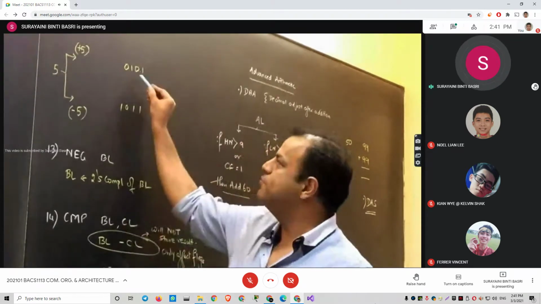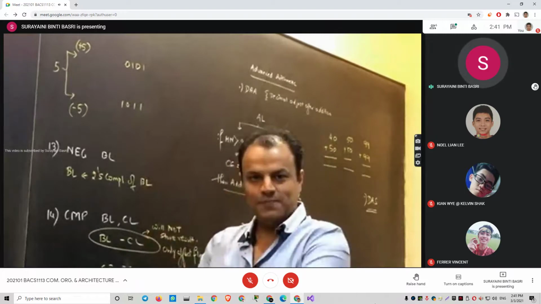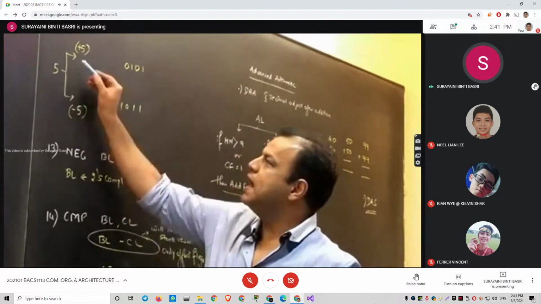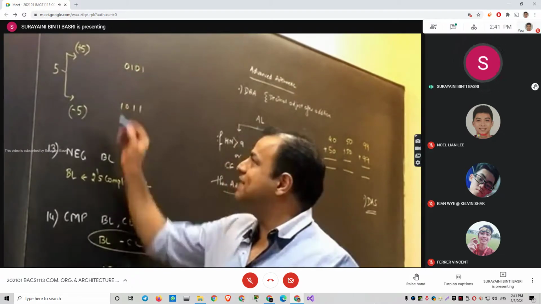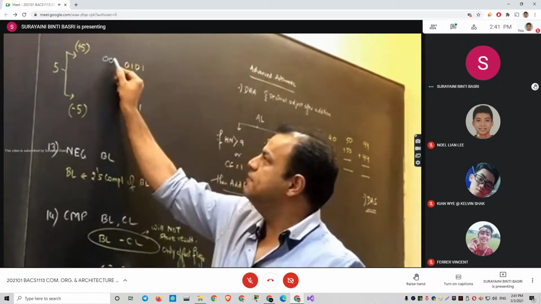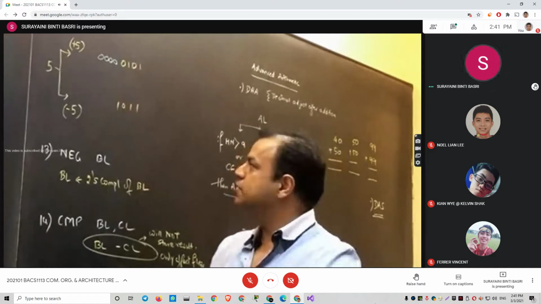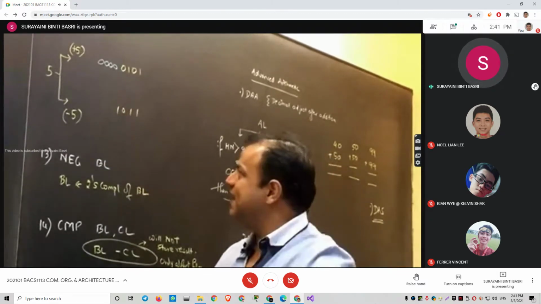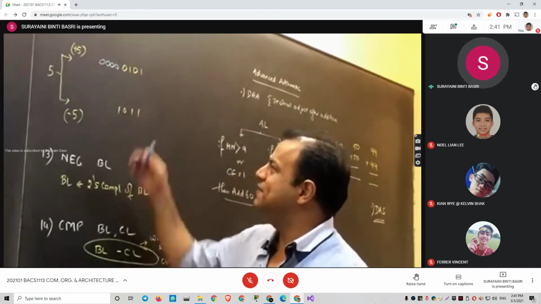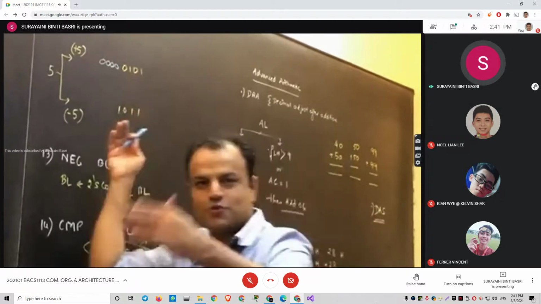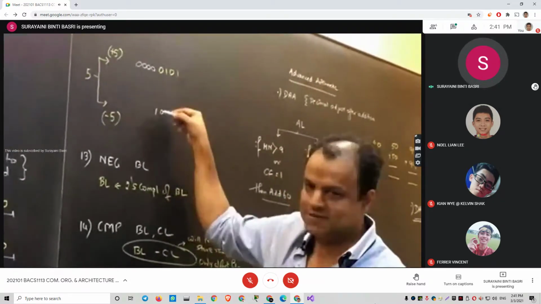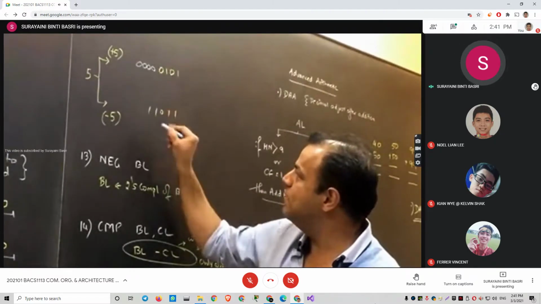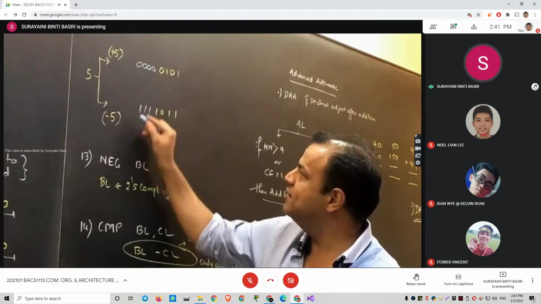Both of them are 4-bit representations. Are you clear? Now, I want plus 5 as an 8-bit number. Show me plus 5, but as an 8-bit number. There will be 4 extra zeros over here. Show me minus 5 as an 8-bit number. Minus 5 as an 8-bit number means I need to take 2's complement of this number. This part still remains the same. 0 will become 1, 1, 1, 1.